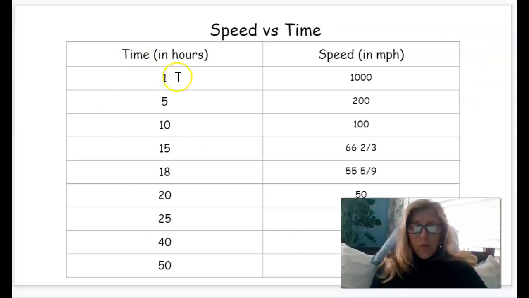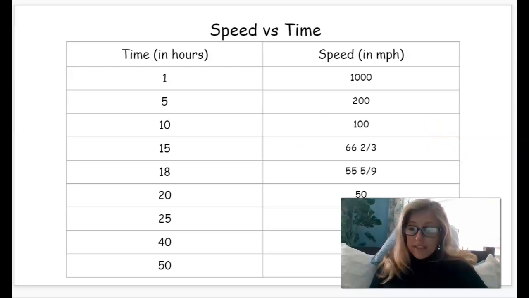If we want to take 1 hour to get to Florida, we would have to drive 1,000 miles per hour, which is not a possibility. If we wanted to go in 5 hours, we'd have to go 200 miles per hour. Again, not really a possibility, although a little bit better. If we wanted to get there in 10 hours, it would take us 100 miles per hour. We're getting closer. 15 hours: 66 and 2/3 miles per hour. So that's a little bit more reasonable.